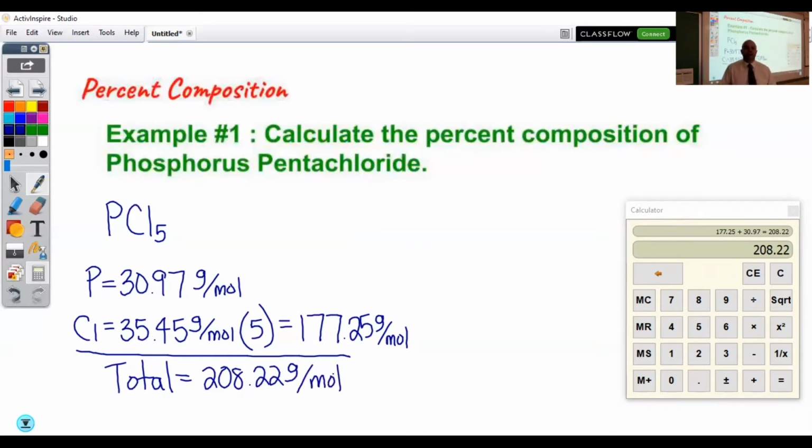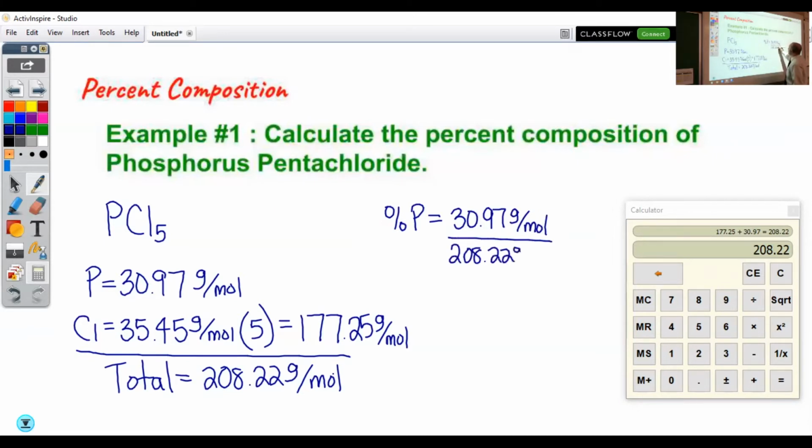Now, just like finding the percent for anything that we encounter, we're going to put the part of each of these, so phosphorus, over the whole molar mass. Same thing with the chlorine. The part that's chlorine over the entire molar mass. So my percent phosphorus is going to be 30.97 grams per mole over 208.22 grams per mole. We'll multiply that value by 100.